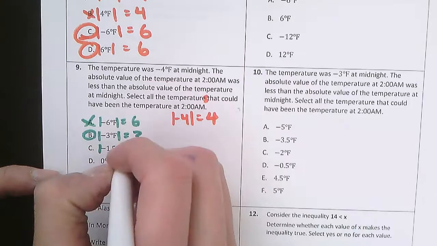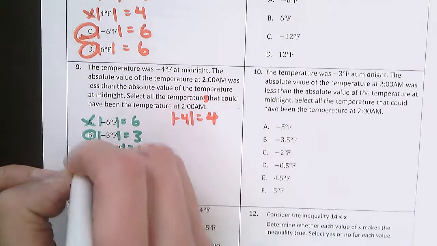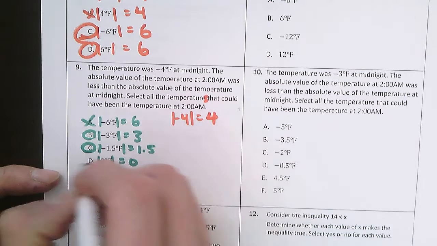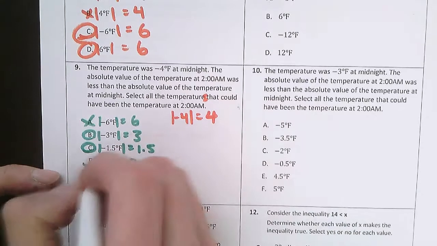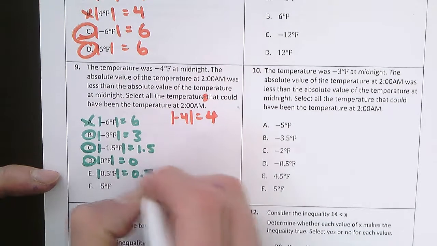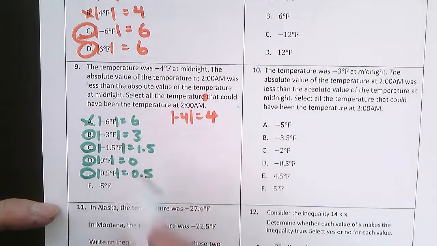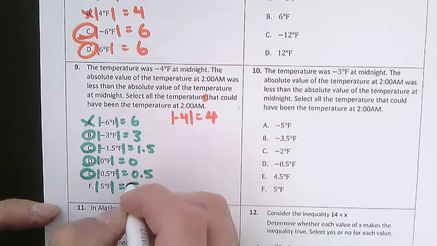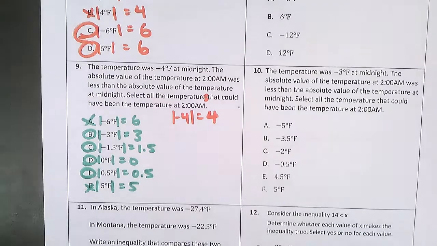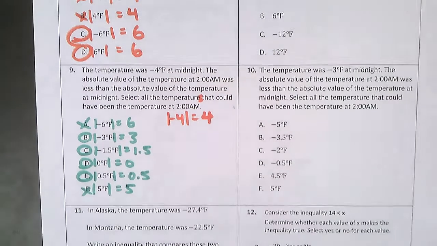The absolute value of negative 1.5 is equal to positive 1.5, which is less than 4, so that C works. The absolute value of 0 just stays the same, that's 0. 0 is definitely less than 4. D works. 0.5, the absolute value of that stays the same, so it's 0.5. 0.5 is less than 4. This one works. Positive 5, that stays the same as positive 5. 5 is not less than 4, so F does not work. So you would select B, C, D, and E as your correct answers.